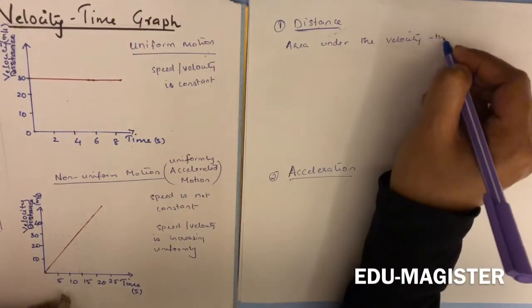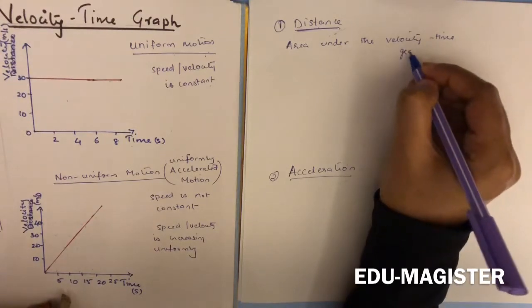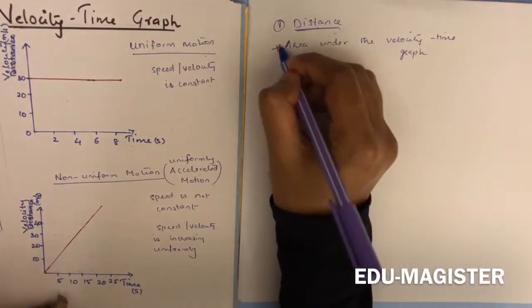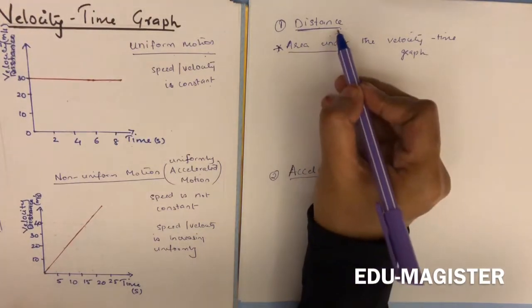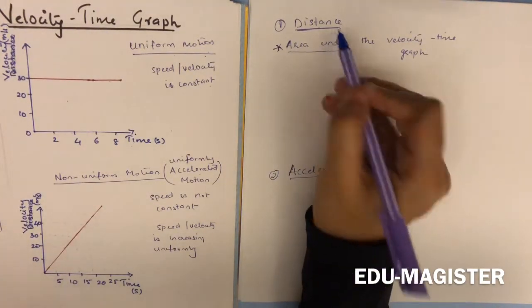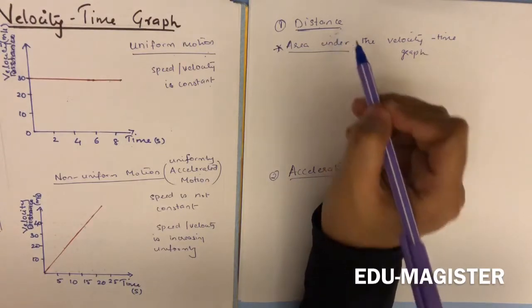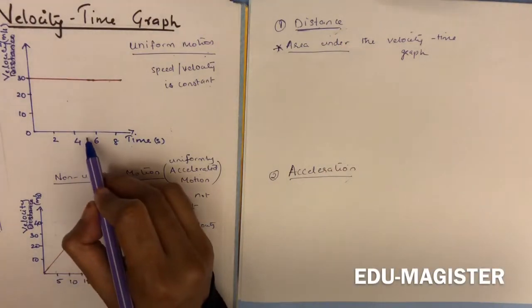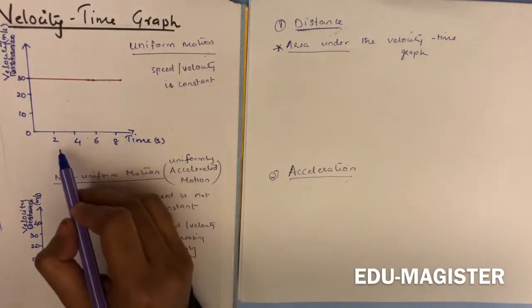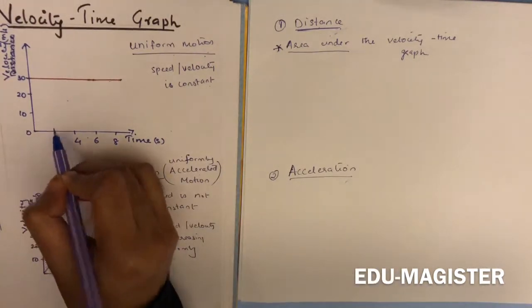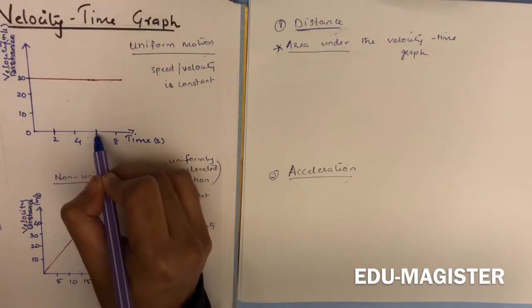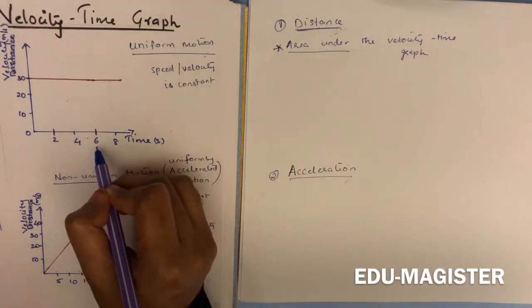Area under the velocity time graph will give the distance covered by the object during any interval of time. So let's take the same example and consider this interval between 2 and 6.